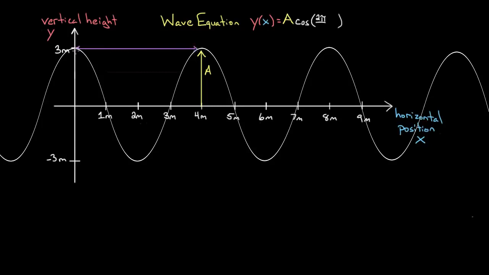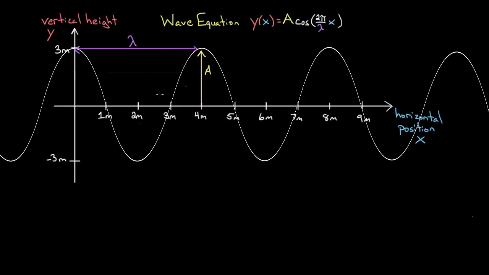So the distance between two peaks is called the wavelength, and we represent it with this Greek letter lambda. So the distance it takes a wave to reset in space is the wavelength. That's what we would divide by, because that has units of meters. And then finally, we would multiply by x in here. That way, if I started at x equals 0, cosine starts at a maximum, I would get 3.